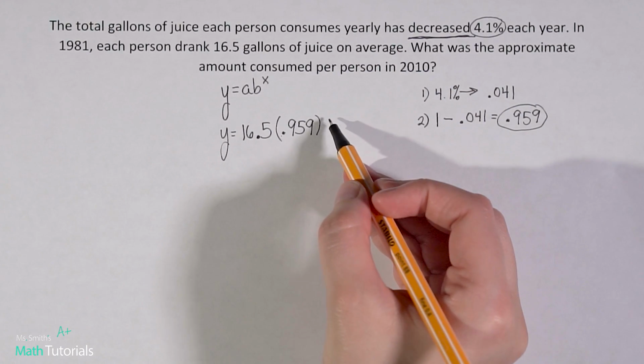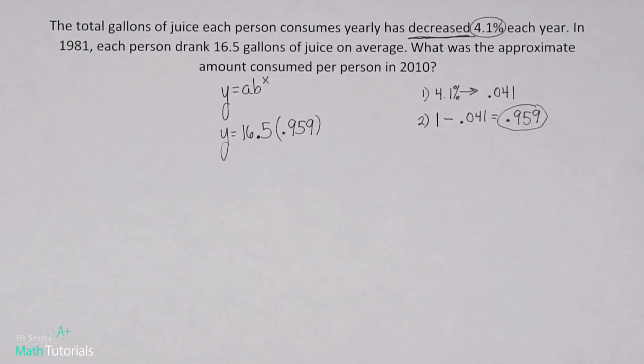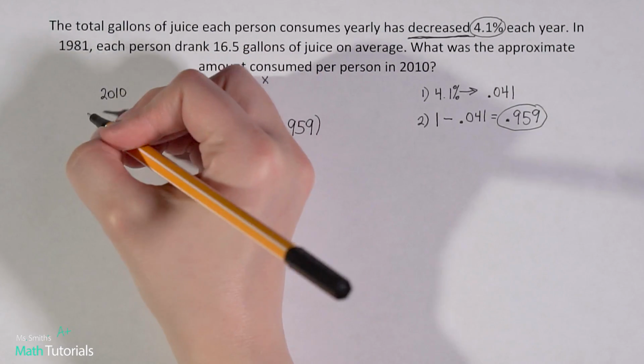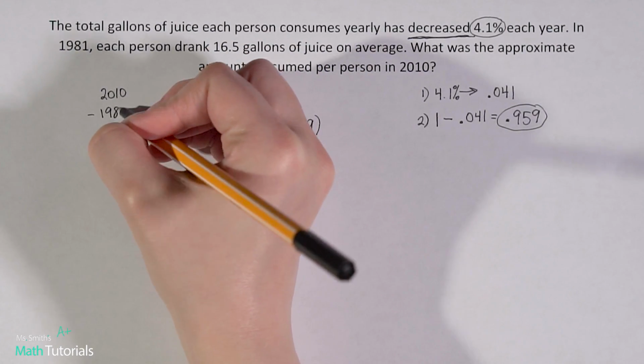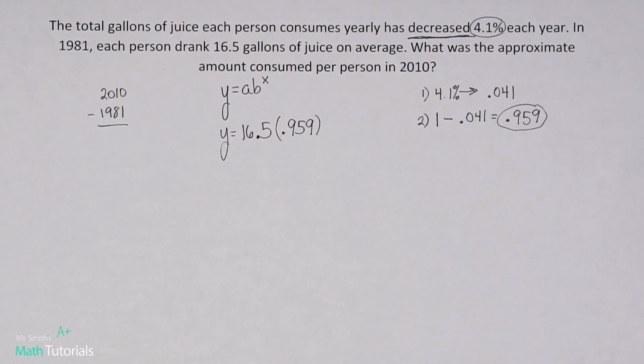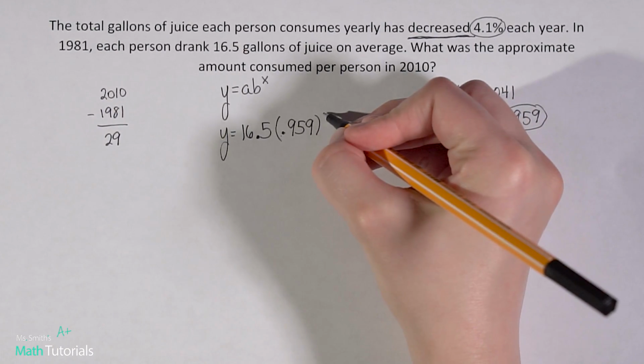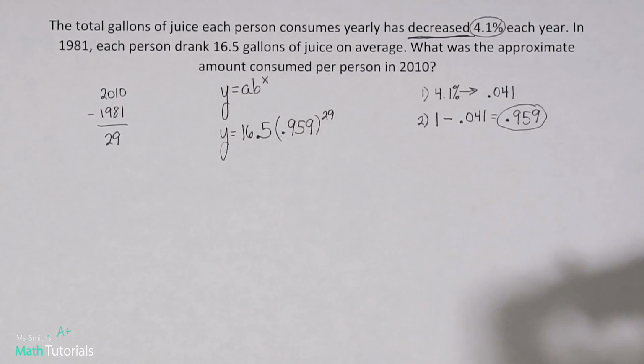Okay, I still need my X value. We're talking about years again, just like we were on the last problem. So I've got to figure out what is the difference in the years. So we're going from 2010 all the way back to 1981. Okay, so I want to find out my difference here. So my X value is a difference of 29 years.